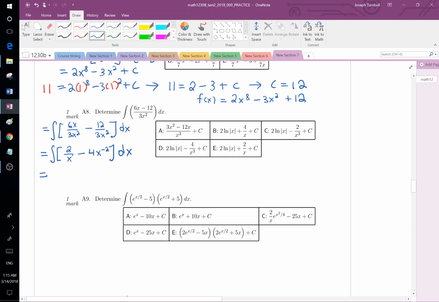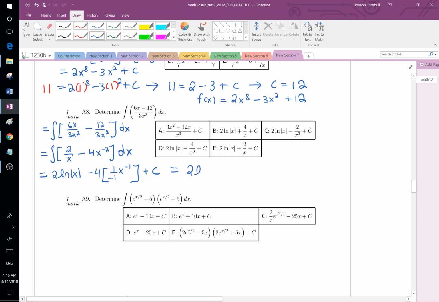Now we take the antiderivative. Antiderivative of 2 over x is 2 times log and absolute value of x. The next one, antiderivative of x to the negative 2, we increase the power by 1, so negative 2 plus 1, negative 1, and then do 1 over that new power. And then plus c.